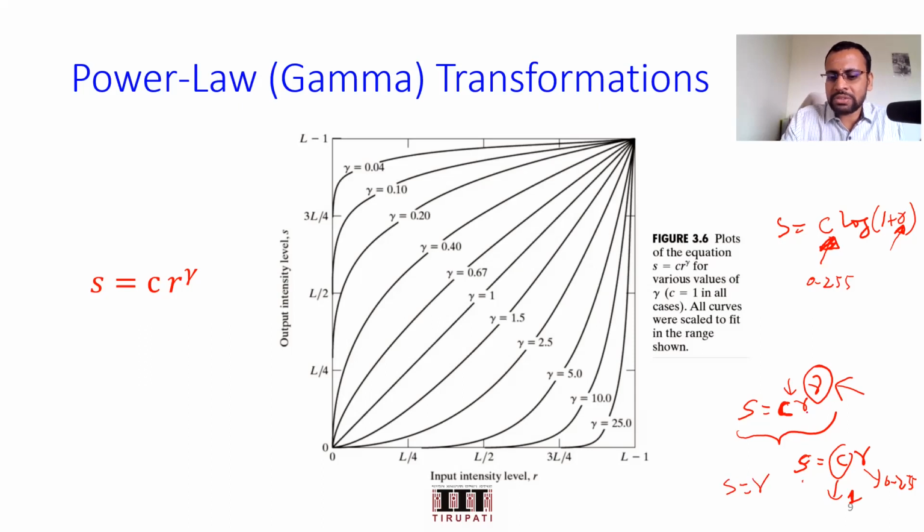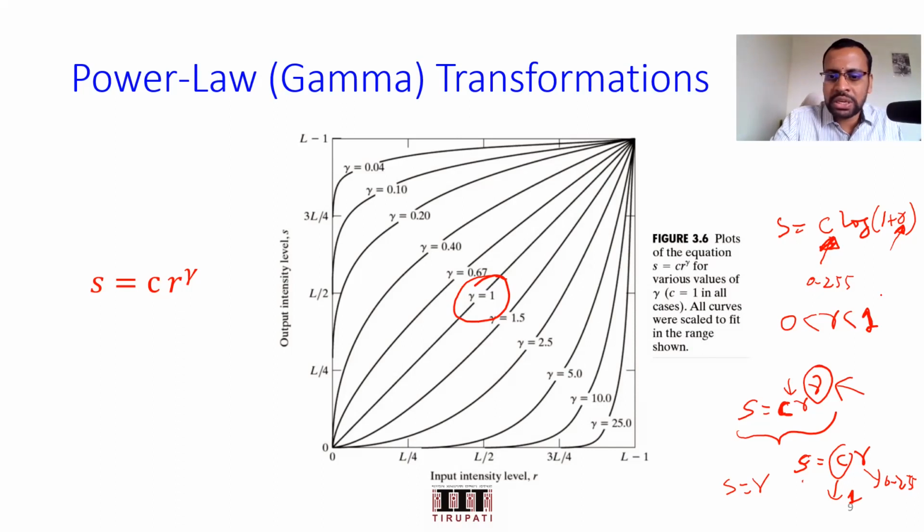So in that case, S equal to R, this is the one I would get. Gamma equal to 1 will be an identity transform. Now, gamma is a positive, non-negative value. R, in fact, I could say is a positive value. For gamma less than 1, I would use something in between 0 to 1.